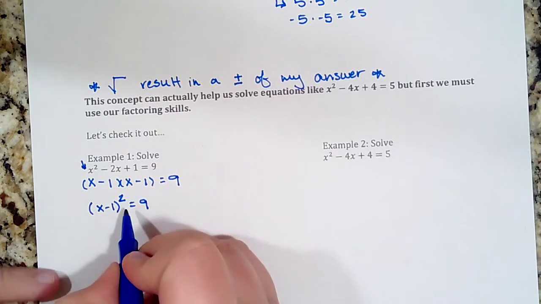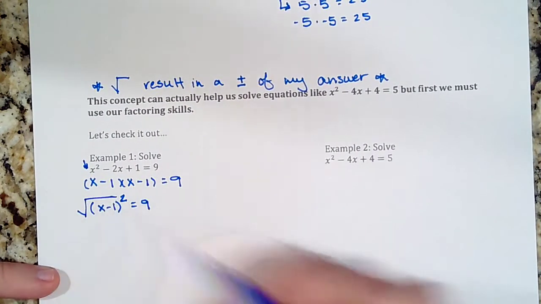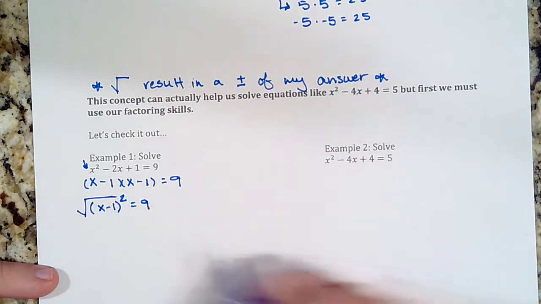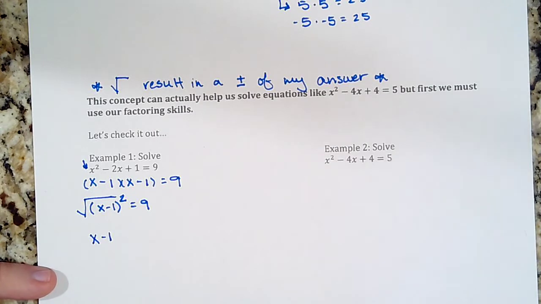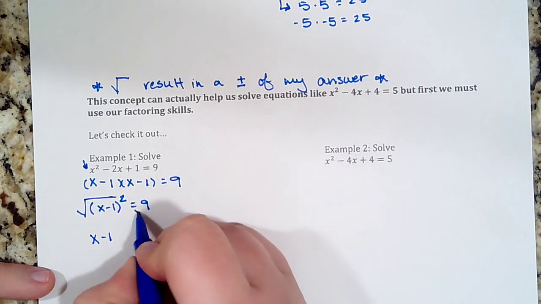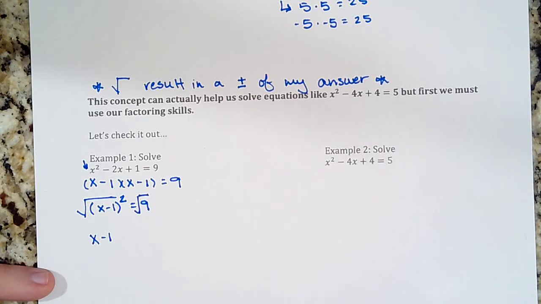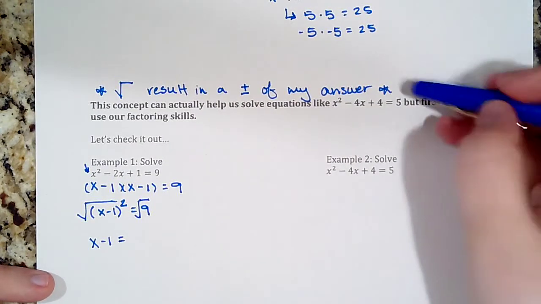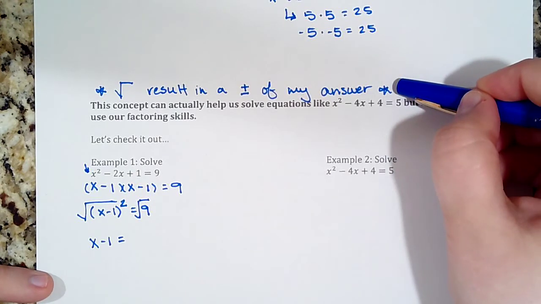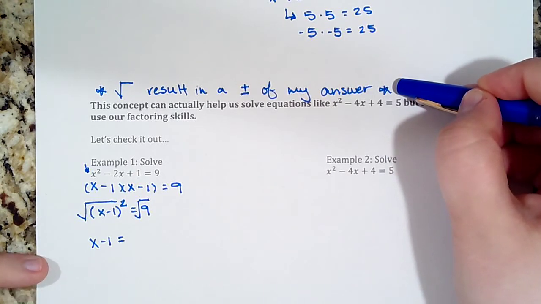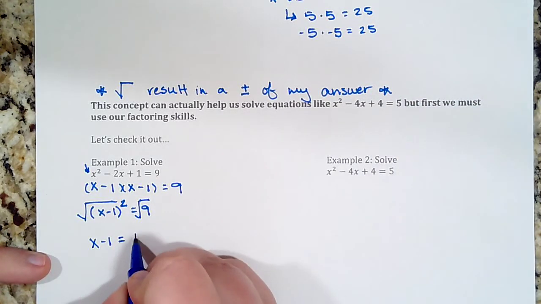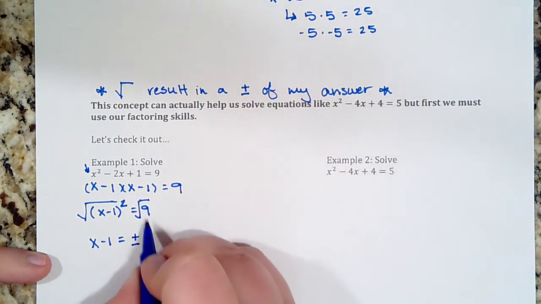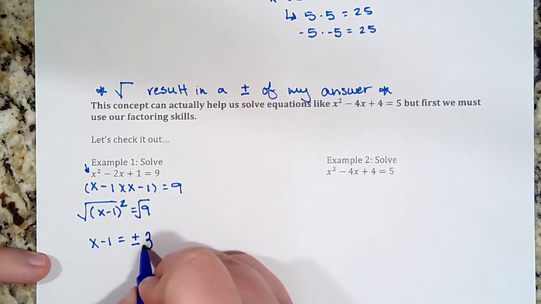So, in this case, if we take the square root of this side, the square and the square root cancel out, and all I'm left with is x minus 1 on this side. However, just like I did in the first problem, whatever I do to one side, I must do to the other. So, I take the square root of 9. But what was my big reminder? All your square roots will result in a positive of the answer as well as a negative of the answer. So when I take the square root of 9, I'm going to say plus or minus 3.